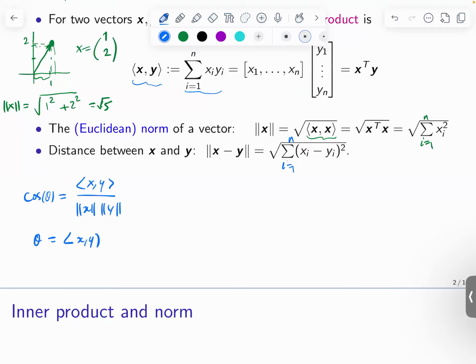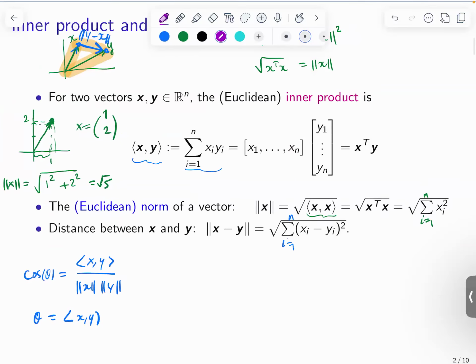So if we have x and y here, and the angle is theta, this quantity, the inner product divided by the product of the norms, is always between -1 and 1 by a very famous inequality. Anyone know? Yes, Cauchy-Schwarz. So Cauchy-Schwarz, if I spell it correctly, maybe not. We'll check.